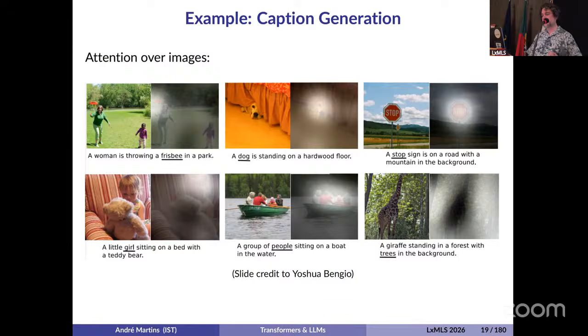And what they observed is that, for example, here, when you are generating a caption for this image, when you generate the word frisbee, the model is attending to the object frisbee in the image. Okay, and similarly, when it generates dog, it's attending to the dog, and so on and so forth. Okay, this is very interesting.